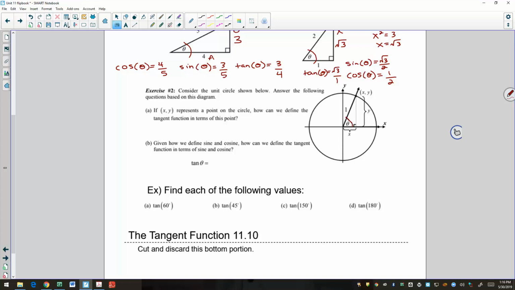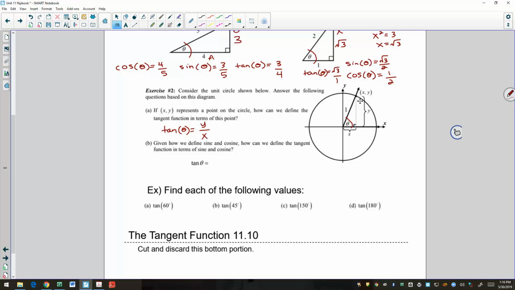So here's the angle we're working with. It's right near the origin. So the tangent of theta, if you think back to your SOHCAHTOA, is opposite over adjacent. Well, the opposite side is whatever this y value is, so we're going to just leave it as y. The adjacent side is x. So that's the answer to part A.